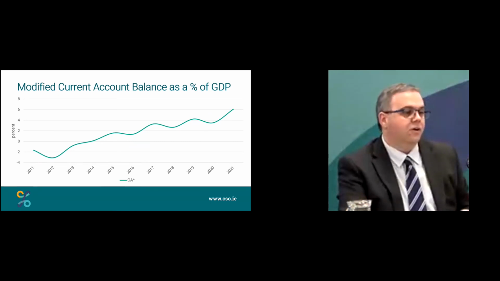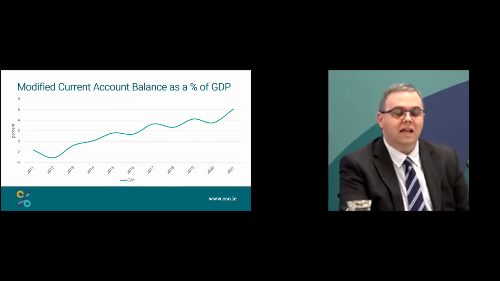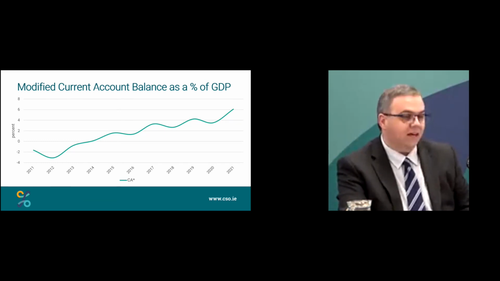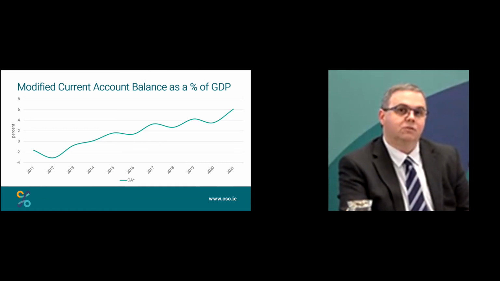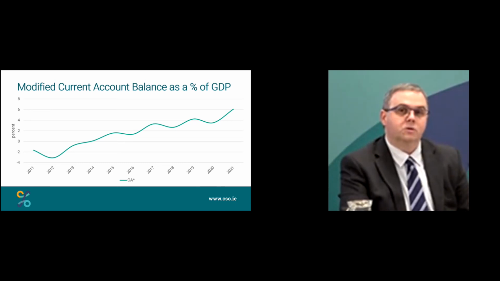Looking at our modified current account balance as a percentage of GDP, we can see again a fairly stable time series. For 2019, it's 4.2% of GDP. For 2020, 3.5% of GDP. And for 2021, 6.1% of GDP.